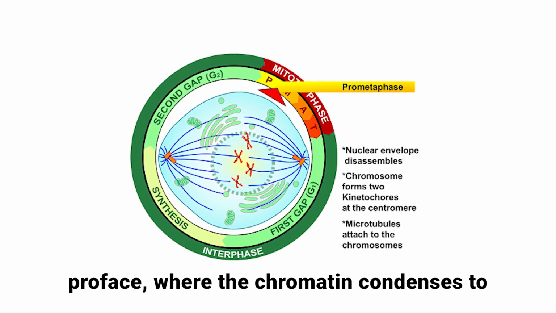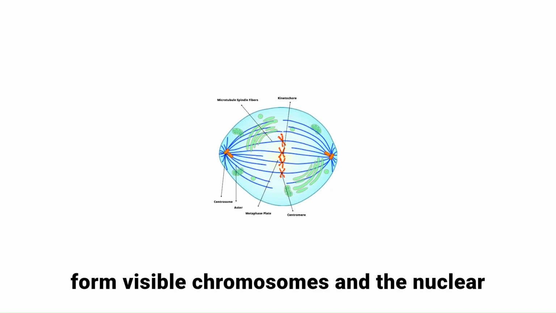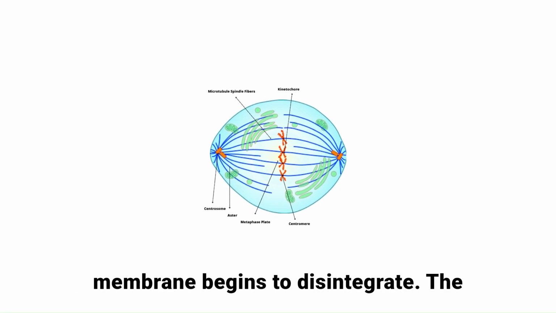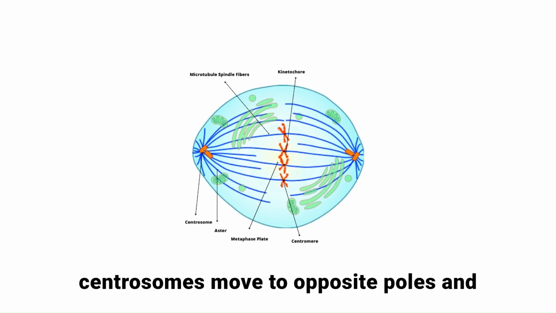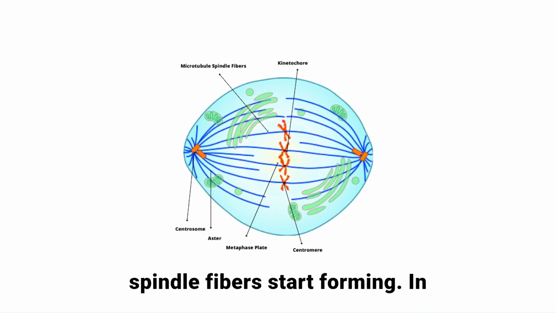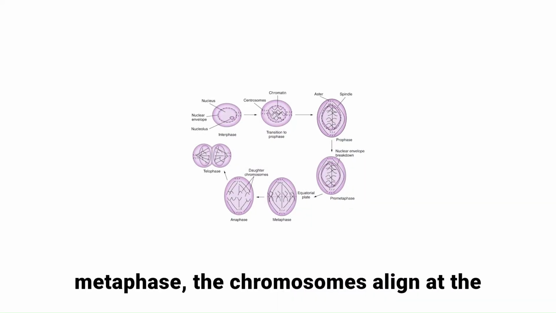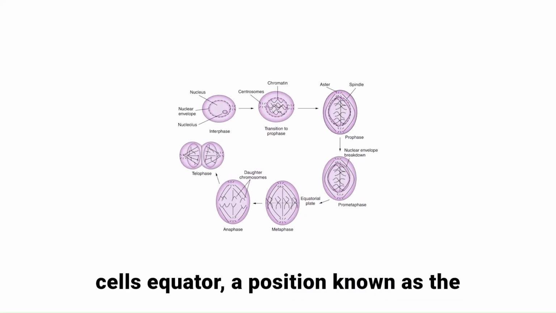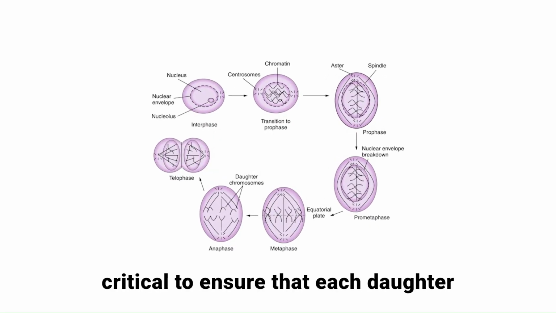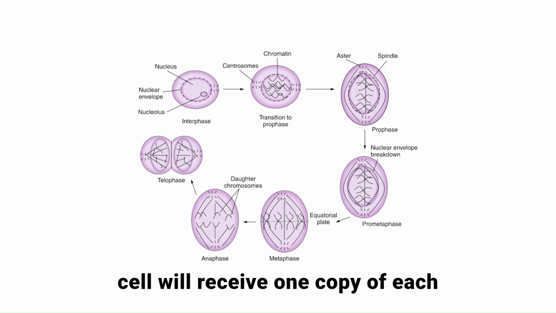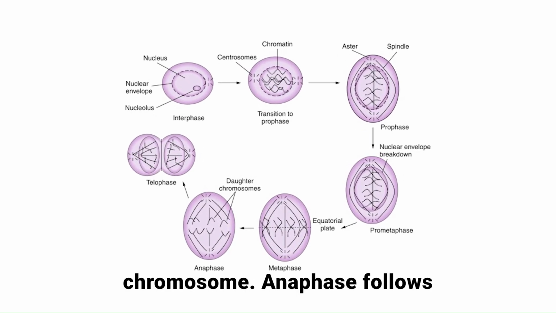First comes prophase, where the chromatin condenses to form visible chromosomes, and the nuclear membrane begins to disintegrate. The centrosomes move to opposite poles, and spindle fibers start forming. In metaphase, the chromosomes align at the cell's equator, a position known as the metaphase plate. This alignment is critical to ensure that each daughter cell will receive one copy of each chromosome.